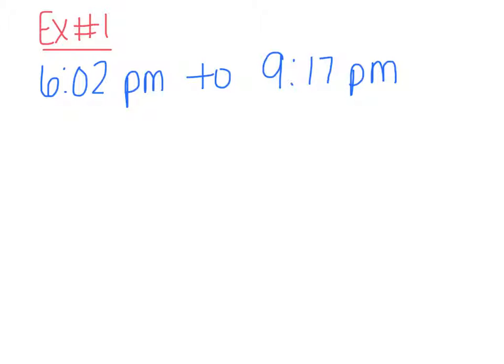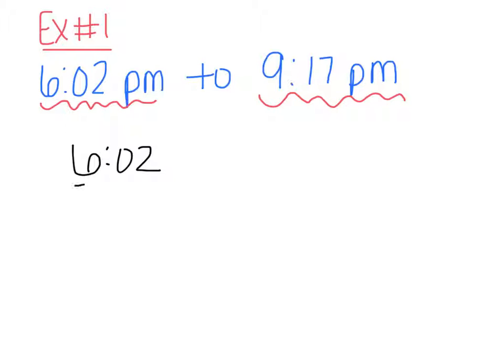So example number 1, we're trying to find out the elapsed time, how much time has passed. We're starting at 6:02 p.m. and we're ending at 9:17 p.m. So here's how I like to count. We're starting at 6:02 and then we go to 7:02. That's 1 hour.